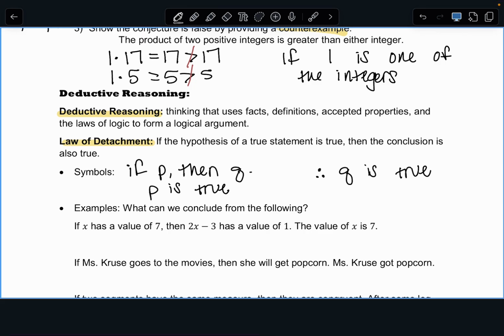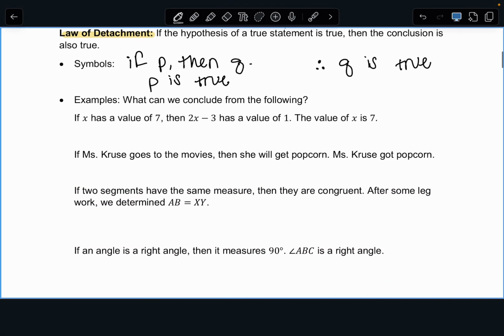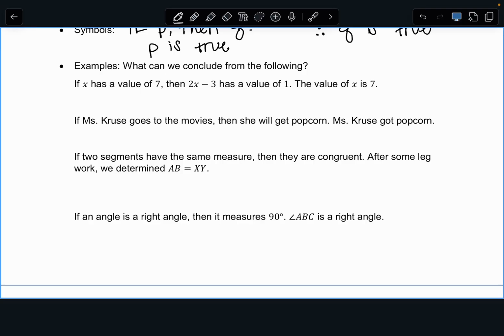Another way you can think about this, Jordan, is if you have P implies Q and P, you're almost like plugging P into your arrows and you're reaching your conclusion. You can think of it as plugging into your conditional statement. So, let's do some examples. For anything where you're asked, what can you conclude from the following?